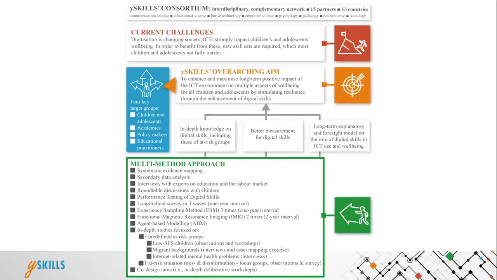So we found that most existing research is focused on a single well-being dimension, and also first and foremost on negative effects, neglecting the positive outcomes. Comprehensive approaches are lacking, as researchers often either adopt a developmental focus or a sociocultural one. And ySKILLS will do both. In ySKILLS, the notion of well-being includes cognitive, physical, psychological, and social dimensions of well-being.